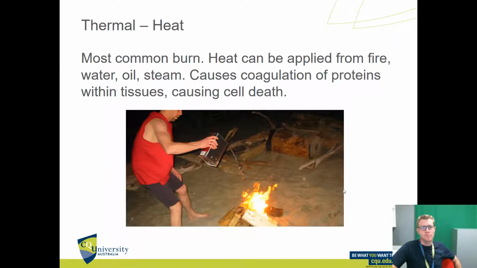Now, thermal burns are the most common type you're going to see, and that's what we typically think of when we say a burn. And just the application of heat to the level where there's cell destruction. The heat can be applied from fire, water, oil, steam, anything that can carry heat. It causes coagulation of proteins within tissues, and that causes cell death. And you can see this gentleman here is about to have a meeting with some paramedics very shortly.